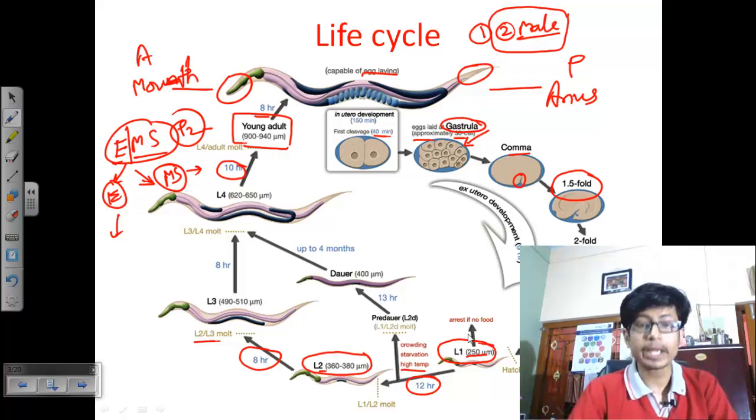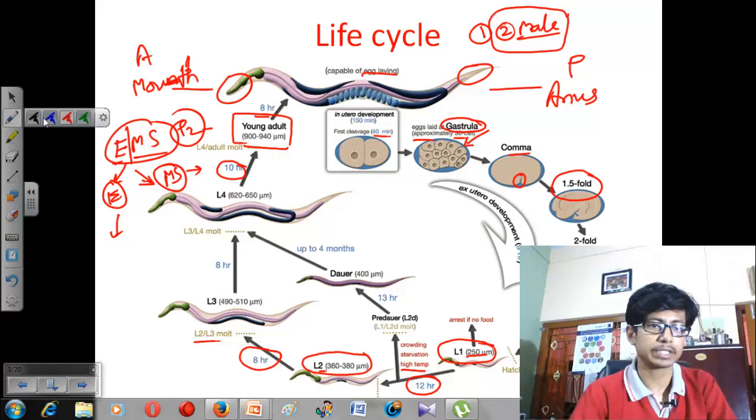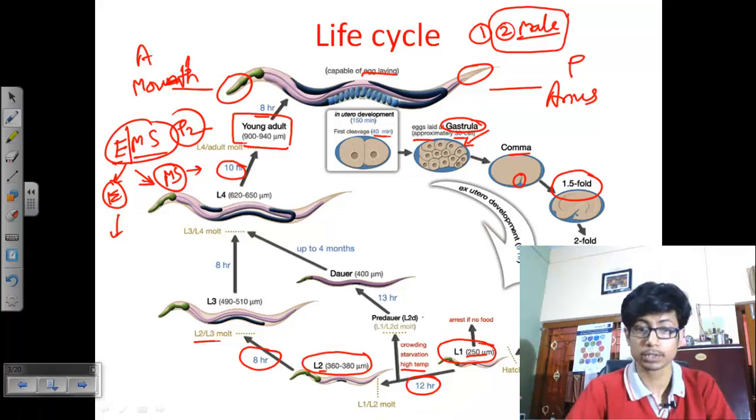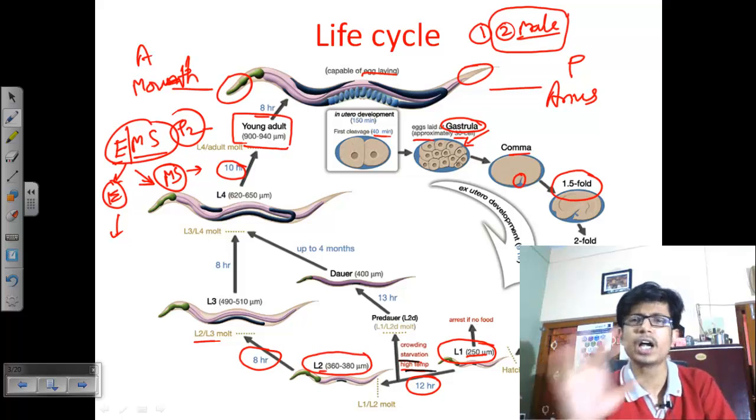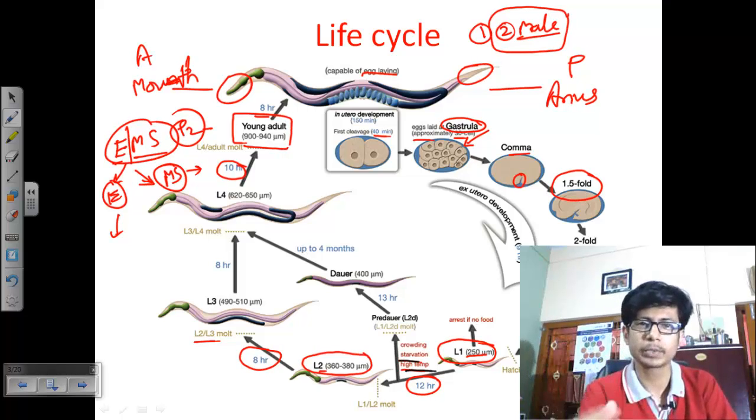Now, why did I say the L1 stage is a very important stage? Because during this L1 stage, there is another situation possible. If they receive some kind of starvation, high temperature, or any harsh environment that is difficult to live in, then that L1 larva can turn itself into a specific structure called dauer. This dauer structure is usually about 400 micrometers long, and they remain in this dauer structure for a long period of time.